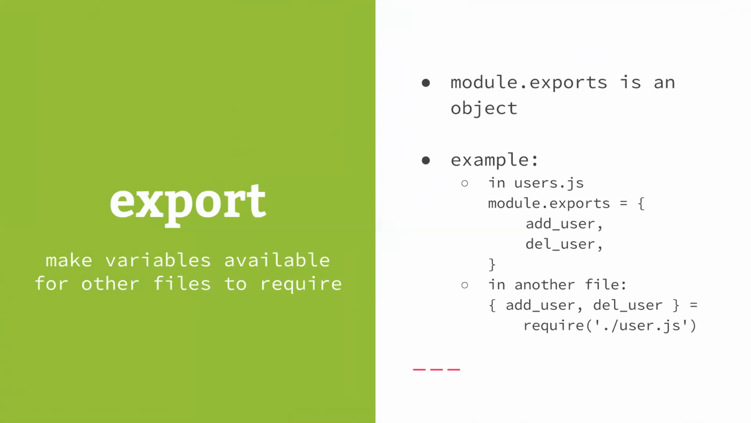But you want to be able to use things from one file in another file. And so what you do is you use module.exports. Exports is a way of being able to require your own code rather than a module that you've installed or a built-in module. module.exports is an object.